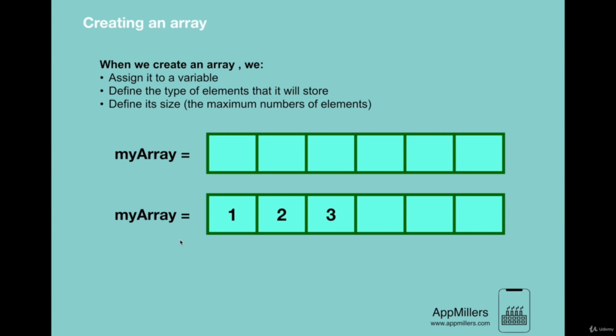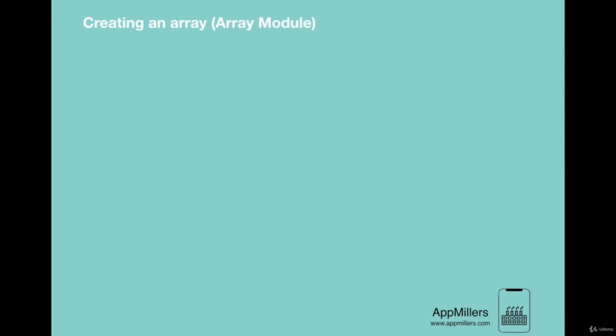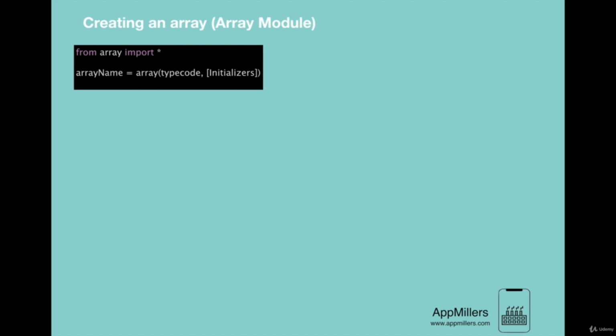Now the question is, if we don't have arrays as a built-in data structure, how can we create a typical array in Python? The answer is the array module. We need to import this module every time we use a typical array. The syntax for creating an array in Python using the array module will be like this. First, we need to import the array module. Then based on this array module, we can create an array. Here type code is the data type and initializers are the array elements.